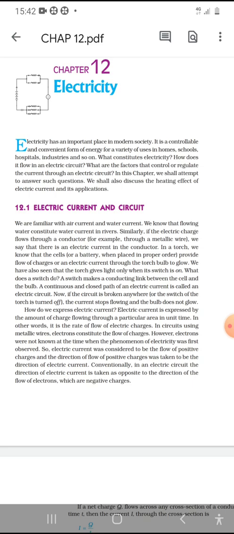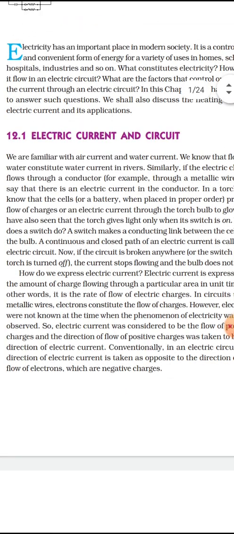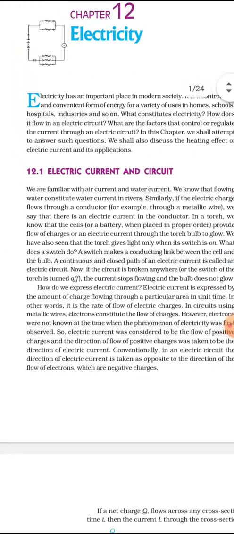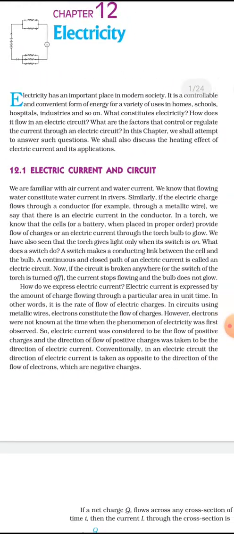So in today's topic we will discuss electricity. Electric current and circuit. We are familiar with air current and water current. We know that flowing water constitutes water current in rivers.